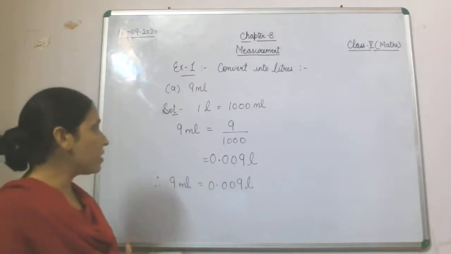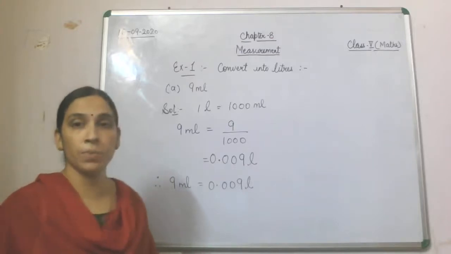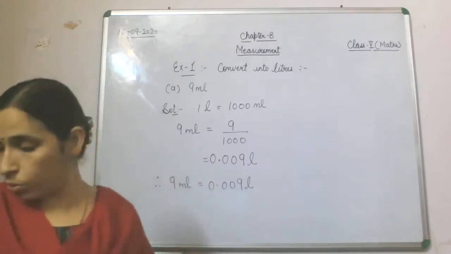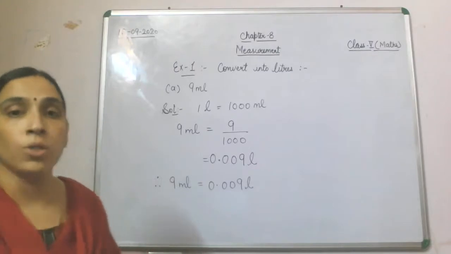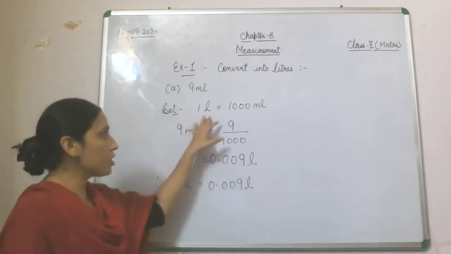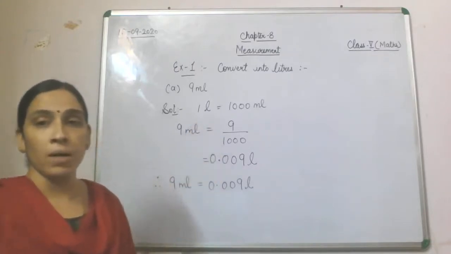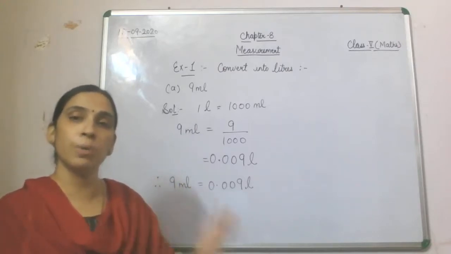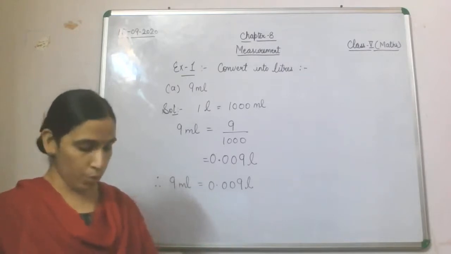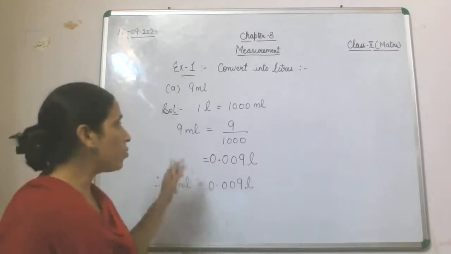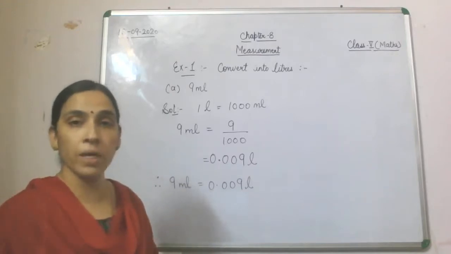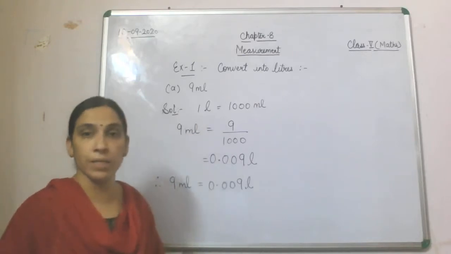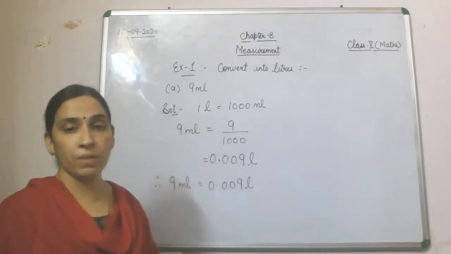So what we have done in this question, you have been given a quantity in milliliter and you are supposed to change it into liter. So this relation is required. Again, the second important thing, whenever you have to convert a smaller unit into a bigger unit, you are supposed to do division. So here we will do division. 9 will be divided by 1000 because in the relation we have 1 liter is equal to 1000 milliliter.